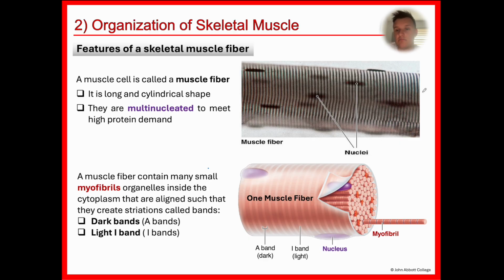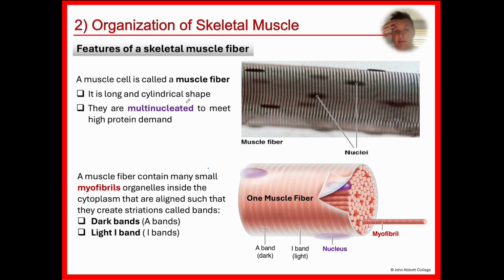This is a real microscope picture, by the way. One muscle fiber is multinucleated. It has many nuclei, right? Look here, 1, 2, 3 nuclei here. 1, 2, 3, 4, 5, 6, 7, 8, about here. So why do muscle cells have many nuclei?